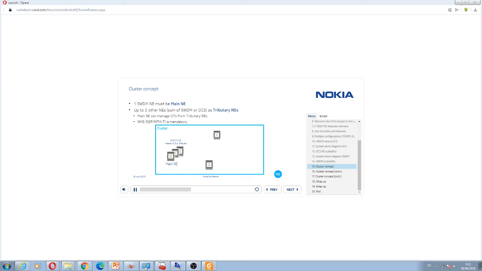SWDM NE is the main NE of a cluster. Other NEs are tributary NEs. A cluster may be composed of one or more OCS NEs, up to 3, one or more SWD.